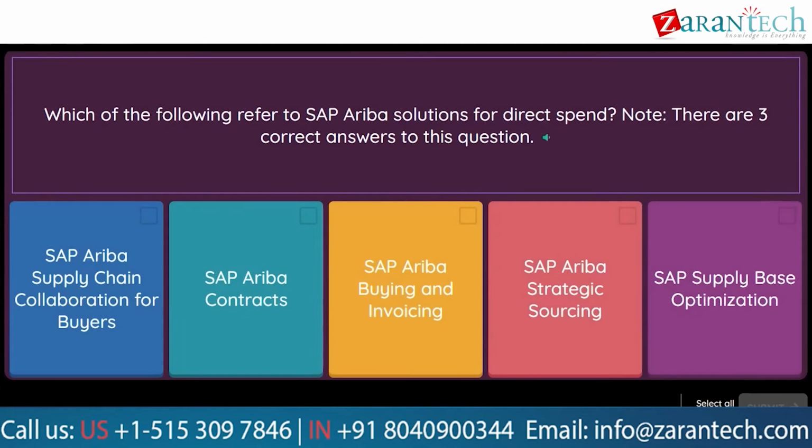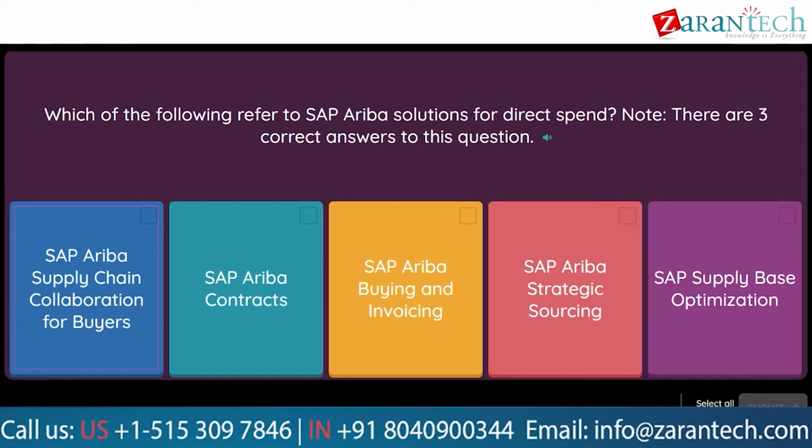Question, which of the following refer to SAP Ariba solutions for direct spend? Note, there are 3 correct answers to this question. Option 1, SAP Ariba supply chain collaboration for buyers. Option 2, SAP Ariba contracts. Option 3, SAP Ariba buying and invoicing. Option 4, SAP Ariba strategic sourcing. Option 5, SAP supply base optimization.